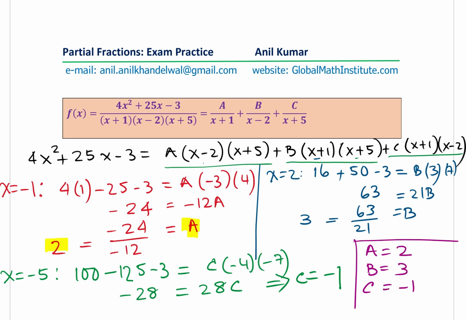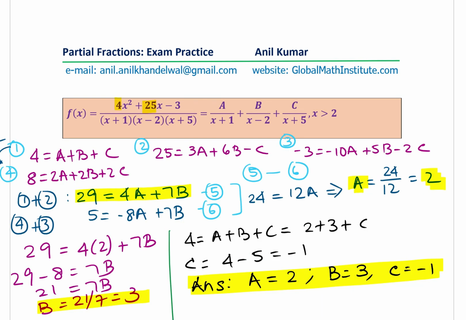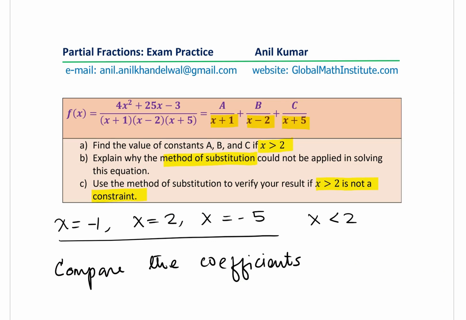Is that clear to you? So using the method of substitution, we got the same answer as we had got earlier, as you can see here, right? So both the methods actually give you the same answer. However, the important thing in the test paper is that if they specify that x is greater than 2, in that case, you have to apply the method of comparing the coefficients since you cannot do substitution. And that is the learning from this particular example.